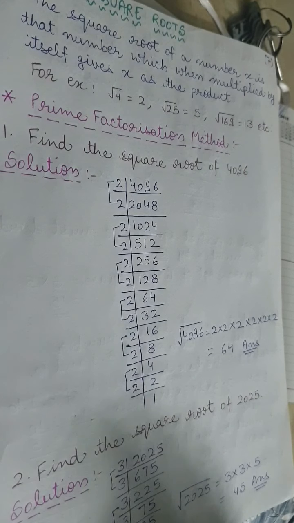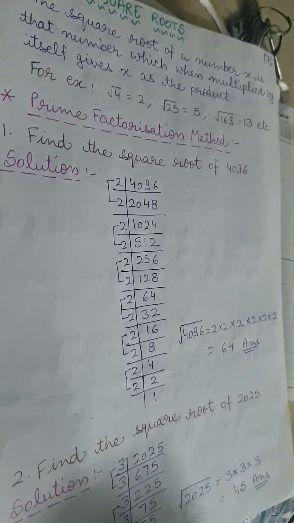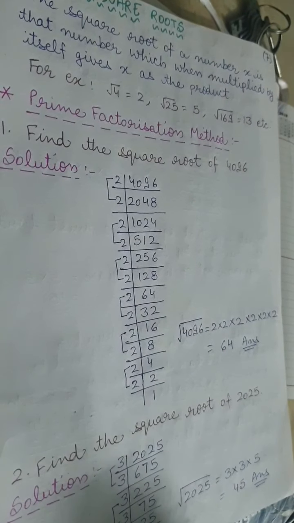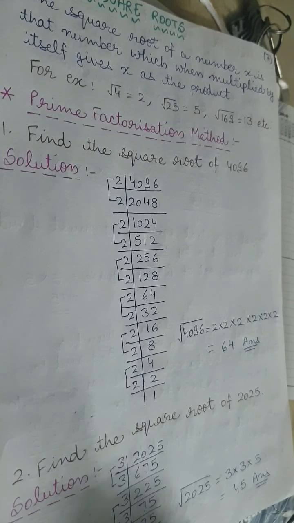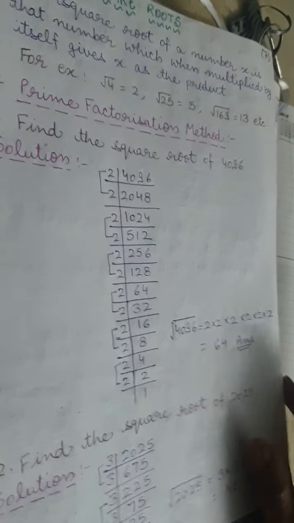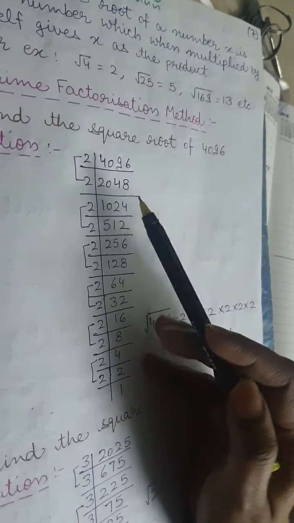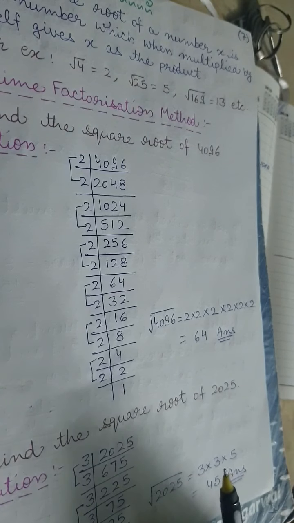You have already done the previous method, you are quite familiar with this, you have to only repeat it. Divide it by the number at each and every step. Fine. So how can we write 4096? 4096 can be written as multiplication of these factors.